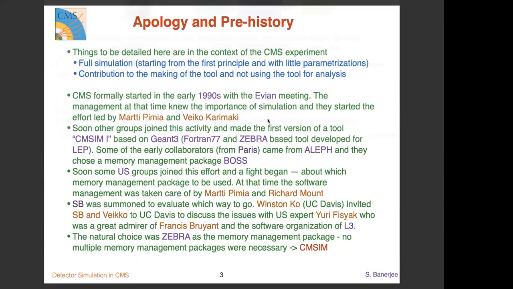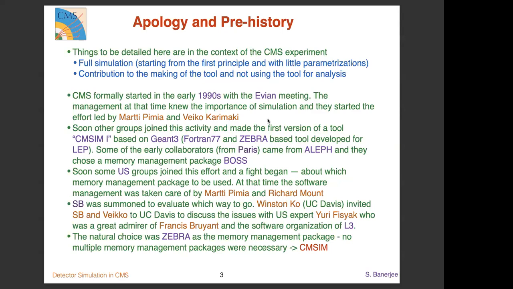Now, what I have detailed here is, first of all, in the context of the CMS experiment. I've done it only for the full simulation, starting from first principles and with very little parameterization. That is the definition of full simulation. So I'm only talking about the full simulation part, and only the contribution to the making of the tool, not using the tool for any analysis, even including validation. So it's just the building of the thing.